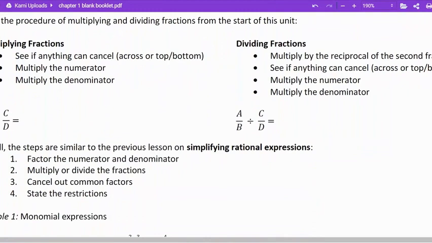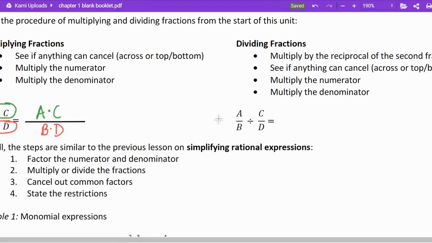Okay, let's recall what we remember about multiplying and dividing with fractions. So when we multiply fractions, first of all, if we can cancel something to simplify, we will do that. We'll multiply the numerators and the denominators. I like to just draw a circle, or an oval, to say I'm multiplying those and I'm multiplying those. So multiplication of fractions is much simpler than adding, subtracting. So A times C over B times D. Okay.